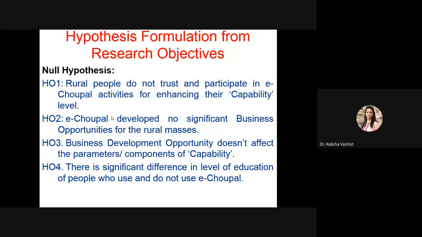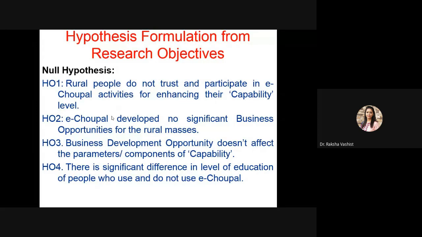This is just an example. You can formulate your own hypothesis as you feel comfortable in forming it. All right. Second, each OPAL developed no significant business opportunities for the rural masses. Thirdly, business development opportunity does not affect the parameters, components of capability.